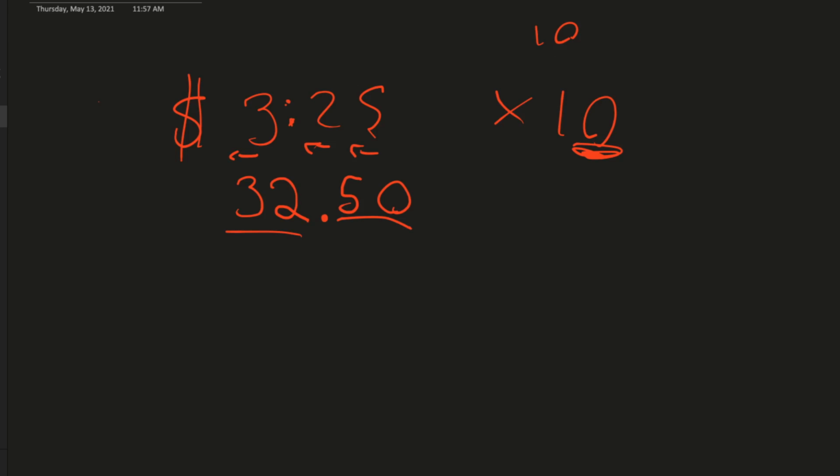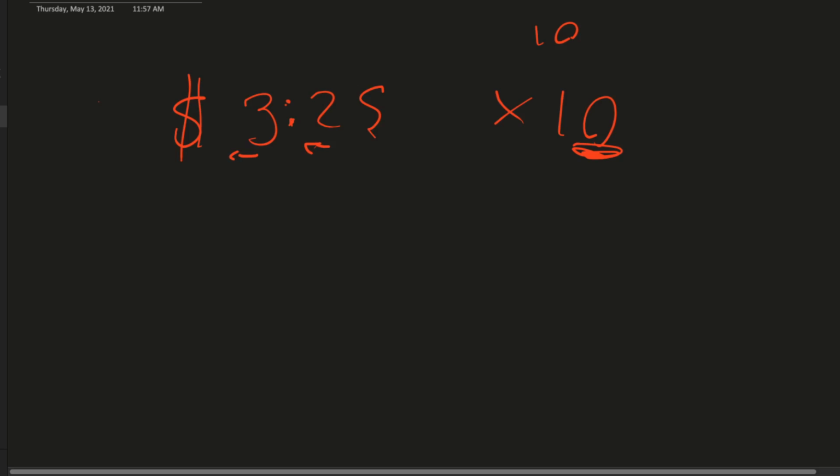And if you have 20 cents and you times it by 10, you'll get $2, right? Just like having 10 dimes. If you have 10 dimes, you'll have $1. If you have 20 dimes, you'll have $2. So there we go, that's what that one's asking. So be mindful of what tens do.